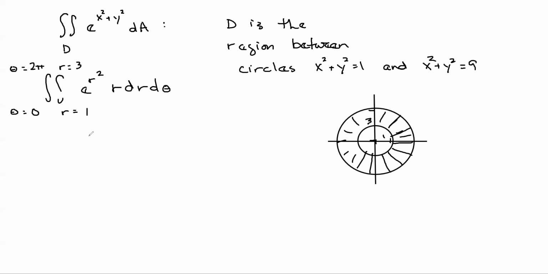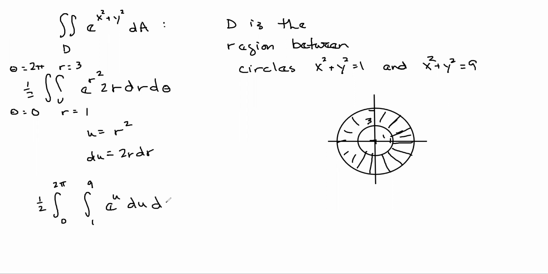Okay, and then from there to evaluate the integral, this is a fairly simple u substitution. U equals e to the r squared. Hold on, not e to the r squared. That is a Calc 1 student mistake. U equals r squared, du equals 2r dr, throw in a 2, offset it with a 1/2, and we get the integral 1/2, the integral from 0 to 2 pi, and then 1 to 9 of e to the u du d theta.